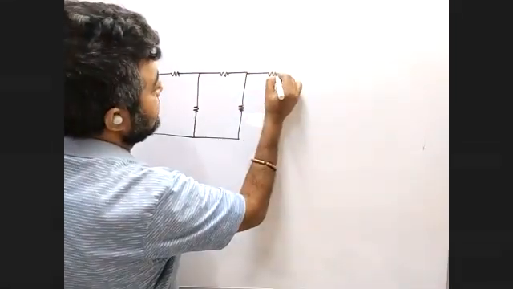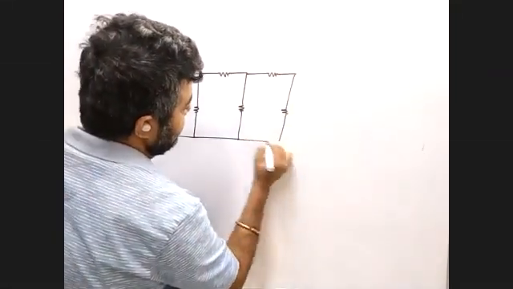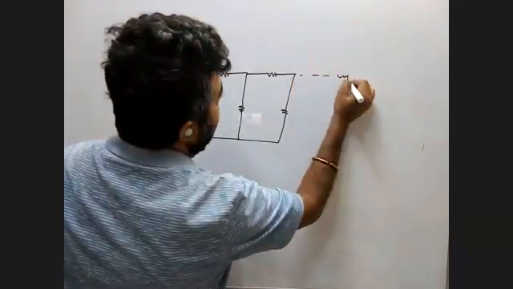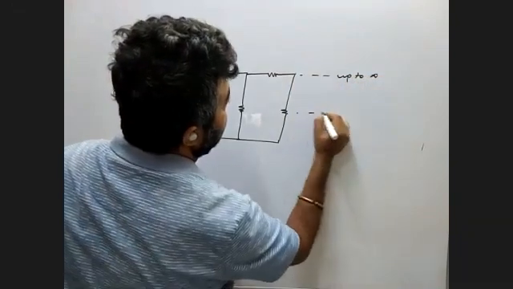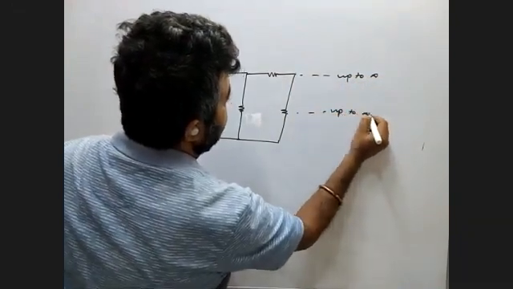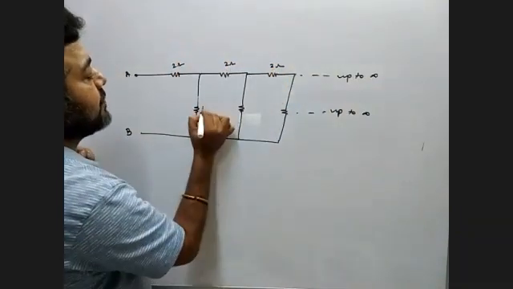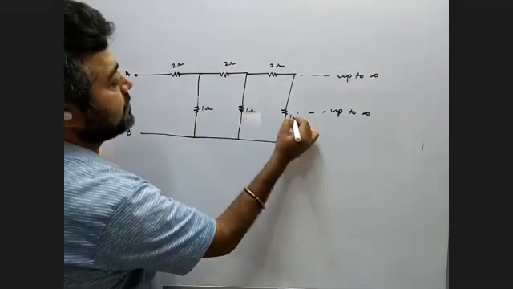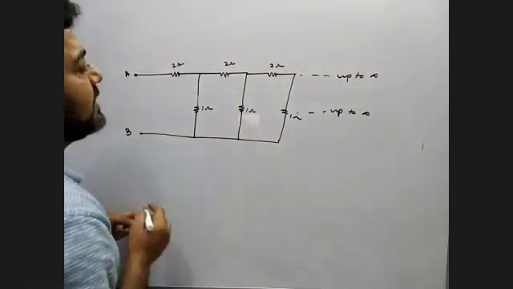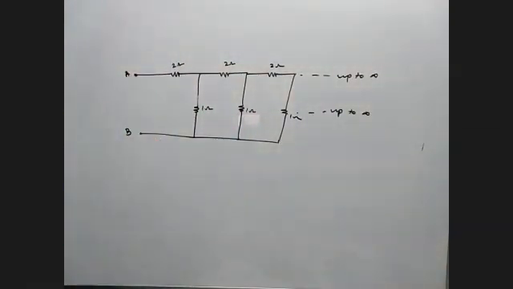Do you remember something? Infinite series, sir. Yes, up to infinity. Now 2 ohm, 2 ohm, 2 ohm, 1 ohm, 1 ohm, 1 ohm. Find the equivalent resistance between A and B.